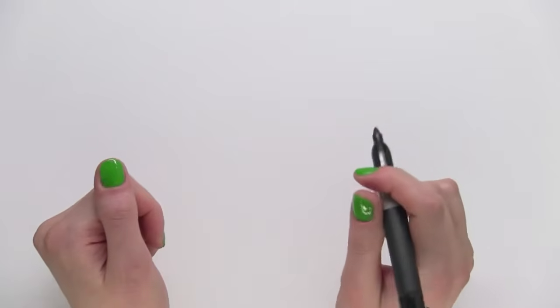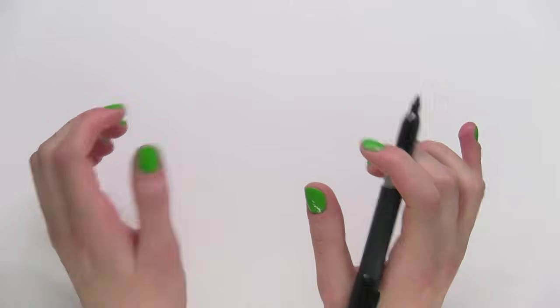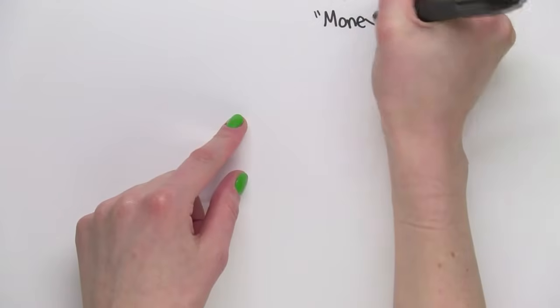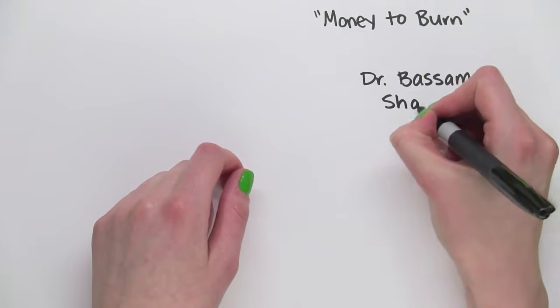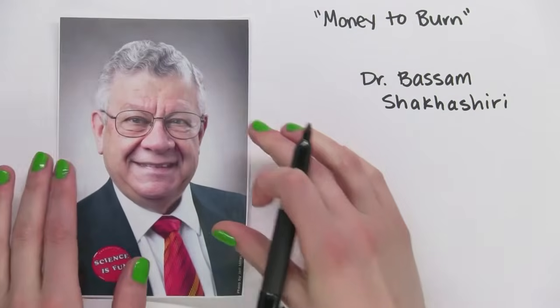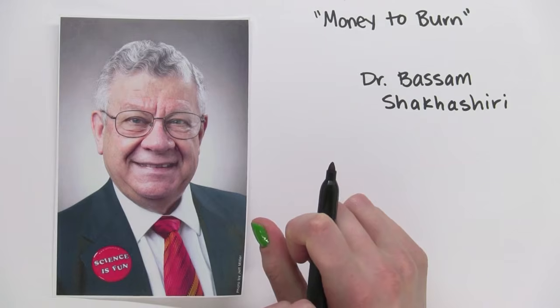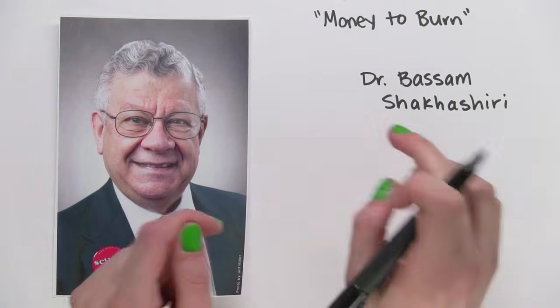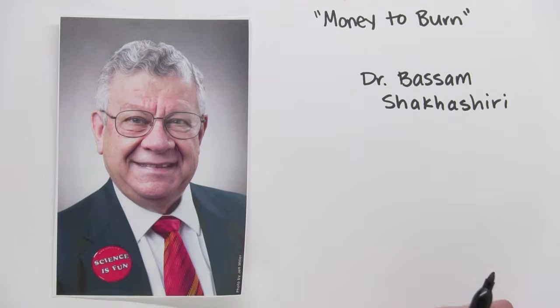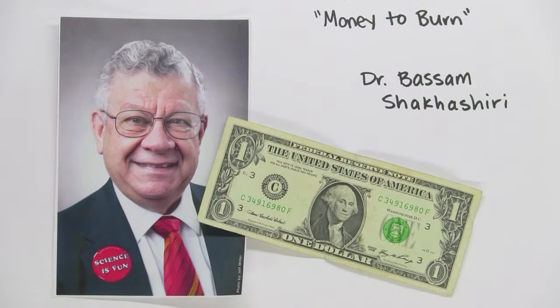I'm Jessica, and today I'm going to be talking about a chemical demonstration I like to call money to burn. And chemist Dr. Bassam Shakhashiri is actually going to be showing us the demo. He's the president of the American Chemical Society and is performing this demo right here at MIT. Let's see if he has some money to burn.